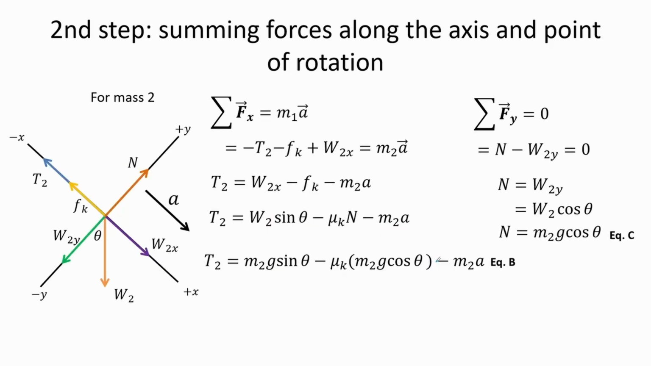Next we sum the forces for mass 2. For the x-axis we have a negative tension, a negative friction and a positive weight component along x, equal to mass times acceleration. We write an expression for tension 2, which is equal to the weight times sine theta minus the coefficient of friction times the normal force minus mass 2 times acceleration.